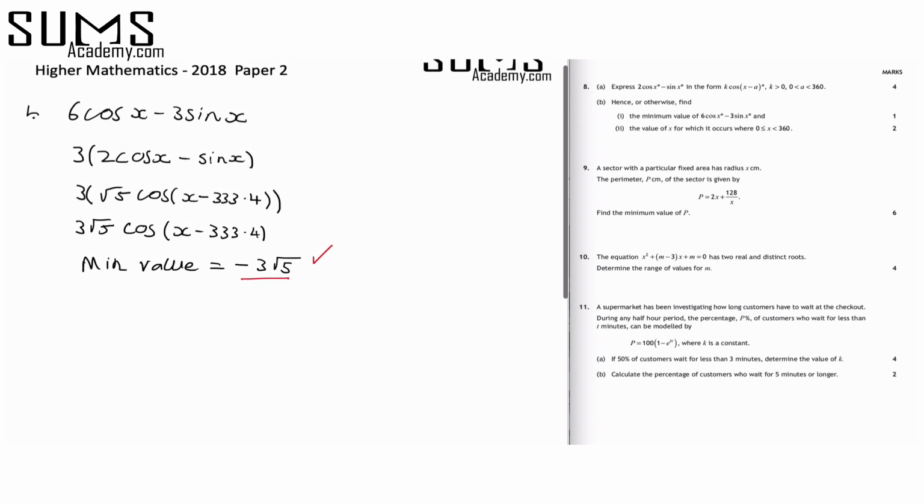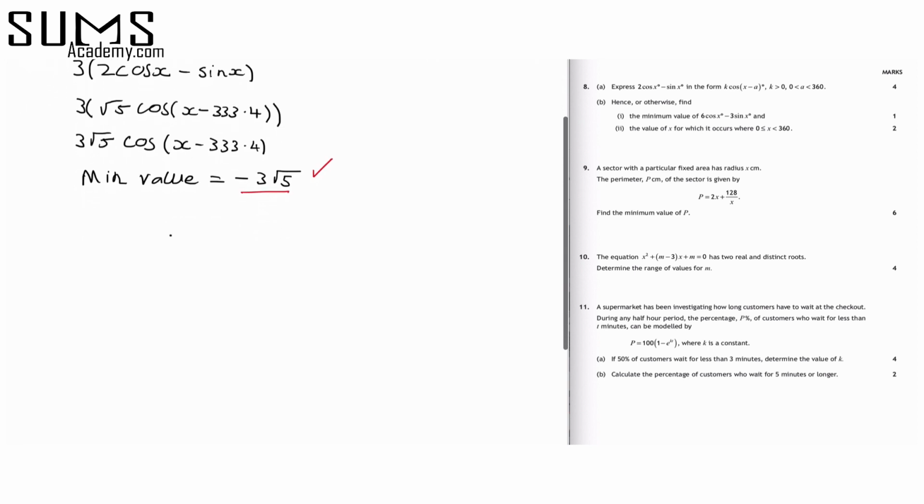Question B I. Okay, now on to part B. It says, the value for x at which it occurs. So this question is saying, what is the value of x for which the minimum value occurs between 0 and 360? Okay, so we know that the minimum value is minus 3 root 5. Okay, fine.